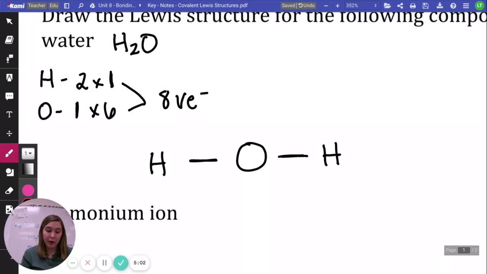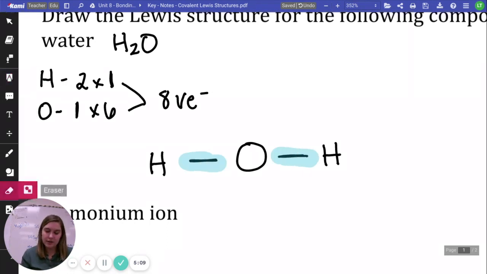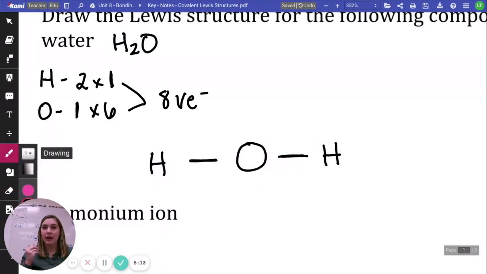All right, so now we've bonded, and so each bond holds 2 electrons. So that means we've used 2, 4 electrons. We have 8 total to work with. So I'm going to go ahead and fill the octets of my outer atoms.